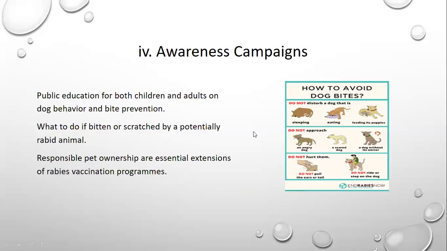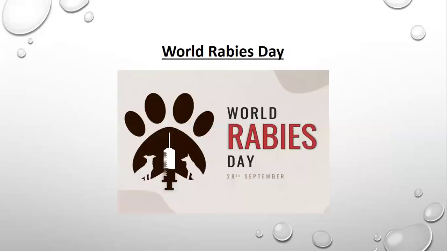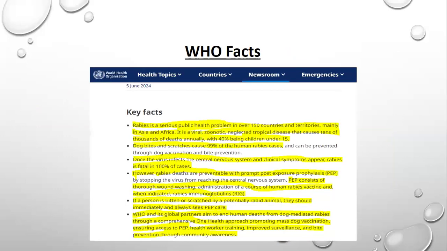Awareness campaigns. Public education for both children and adults on dog behavior and bite prevention, and what to do if bitten or scratched by a potentially rabid animal. Responsible pet ownership is an essential extension of rabies vaccination programs. Globally, Rabies Day is celebrated on 28th of September every year.